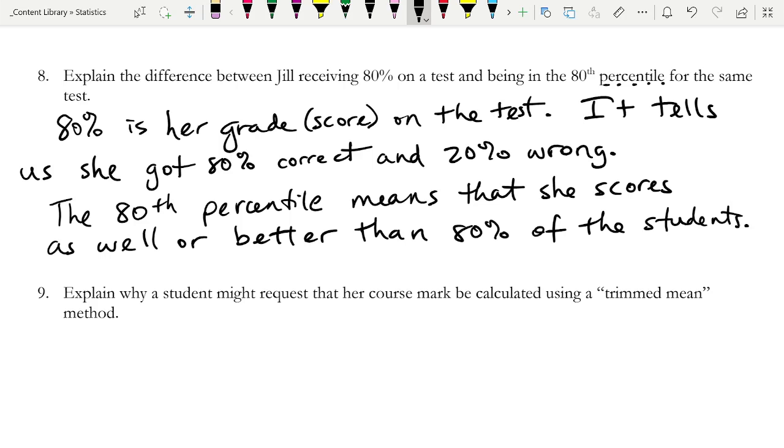I'll give you a sec to catch up to me. Make sure you understand percentile and percent don't mean the same thing, and you understand which one means which. Guarantee you there'll be some sort of question that tests that knowledge on Monday.